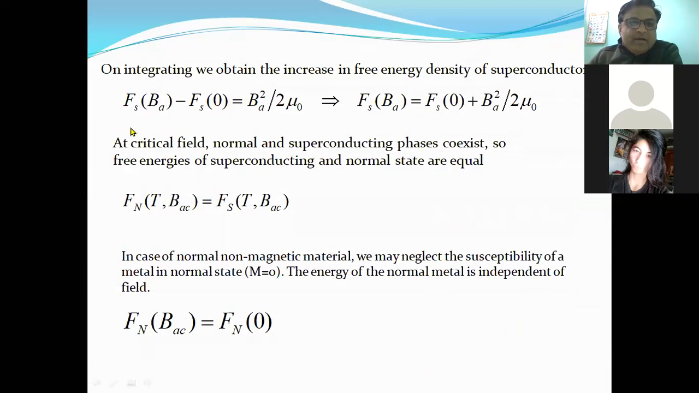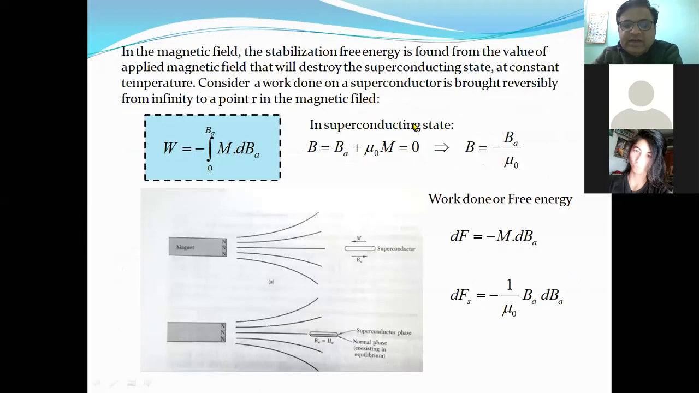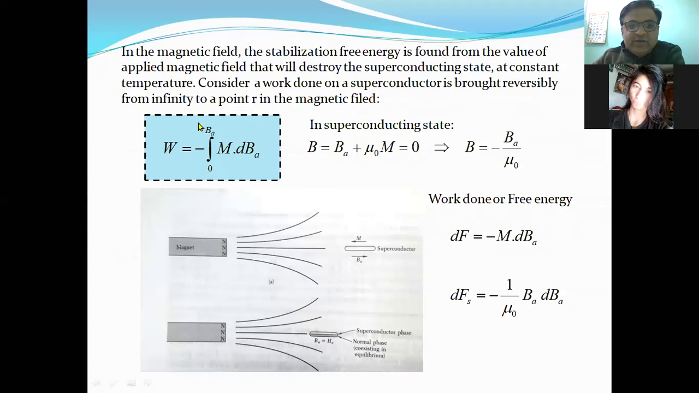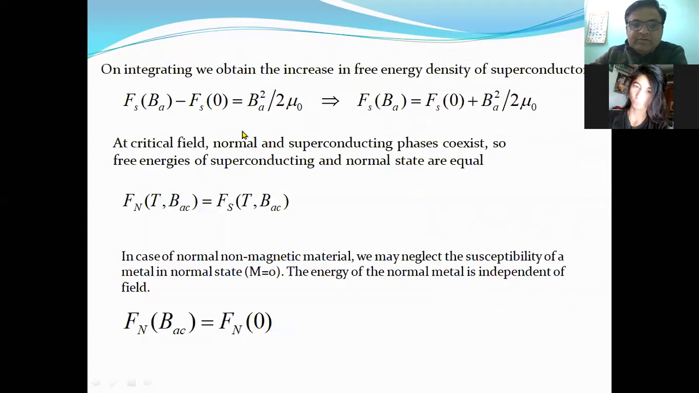So this is a definite integration on the left hand side, and on the right hand side you have BA square upon 2 mu naught, or this equation can be written like this. Okay, so I'm just going slow. Take your time to understand. You look at the equation and integrate this equation, and you see you are having magnetic field 0 at infinity, and when you bring it near the magnet, it is A. So that's how Fs BA minus Fs 0, and that's how you know the free energy at applied magnetic field is the free energy where there is no field plus this factor. Okay, so now what next?